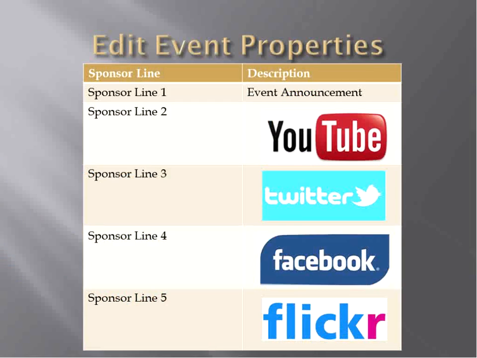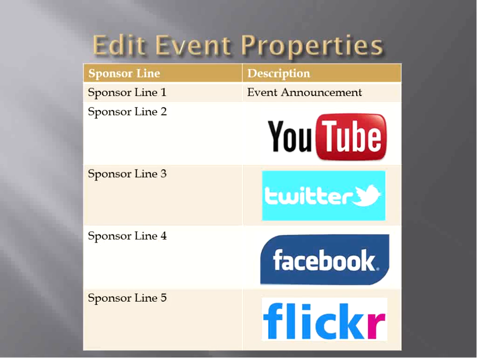The last series of sections in this particular section is sponsor lines 1 through 5. This section is not for your event sponsors. Instead, it's for key information and links to social media on your website. Each field has slightly different instructions for completing to link correctly. Please refer to your training guide for the specific steps for each field.